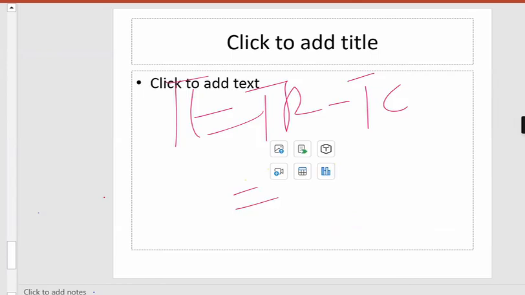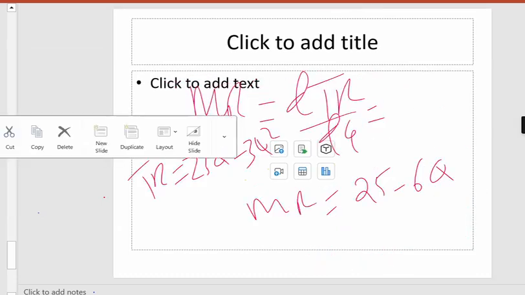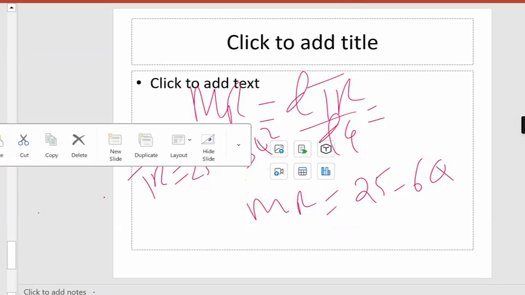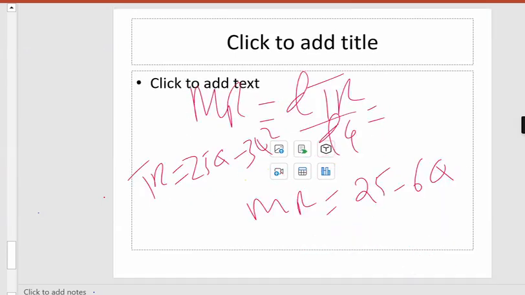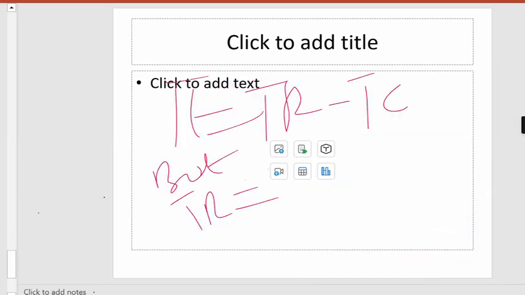Tulijua kwamba, but total revenue, ile formula total revenue ilikuwa wapi? Price times quantity equal to price. Yeah. 24Q. Ilikuwa ni 25Q minus total revenue is equal to 25Q minus what? 3Q squared. 25Q minus 3Q what? Squared.